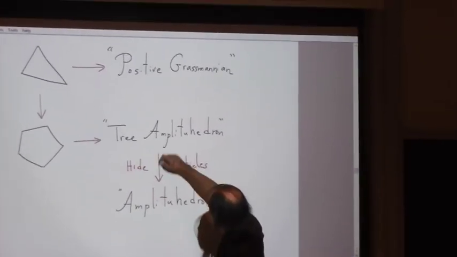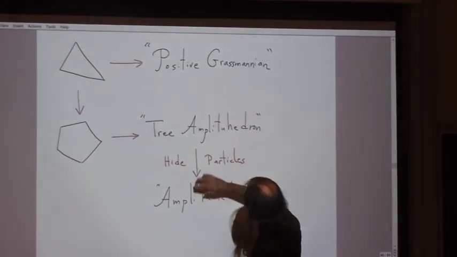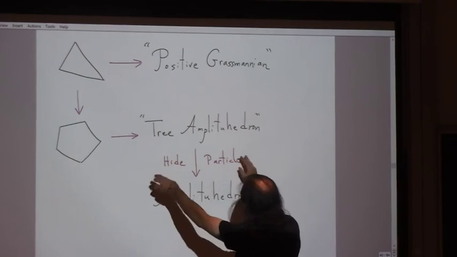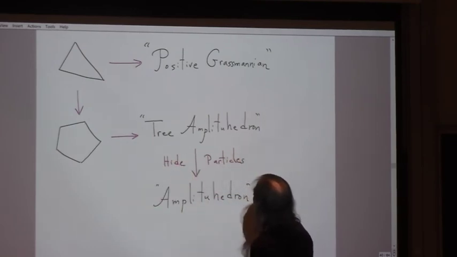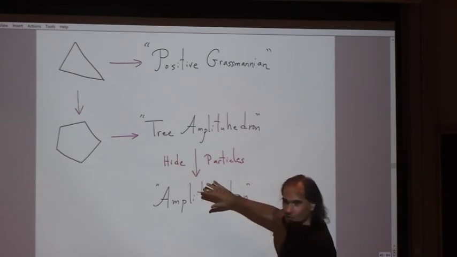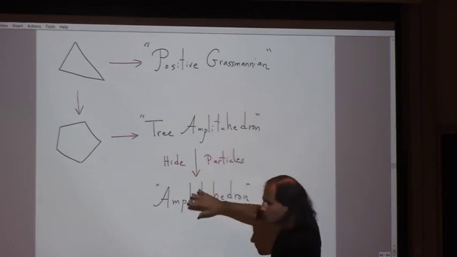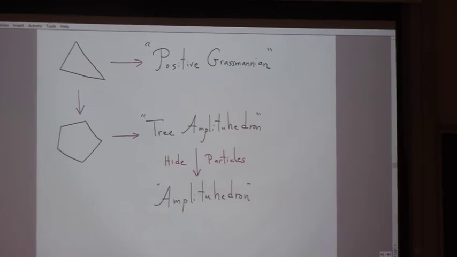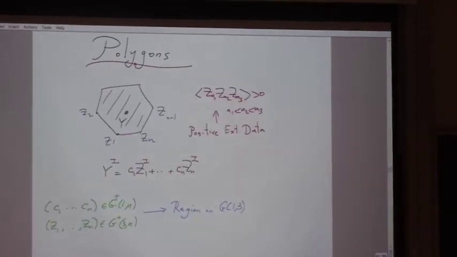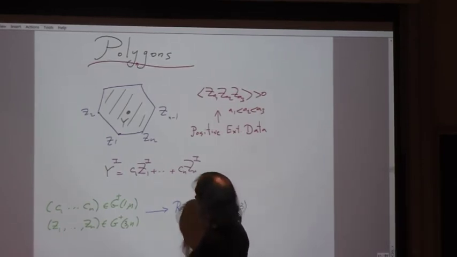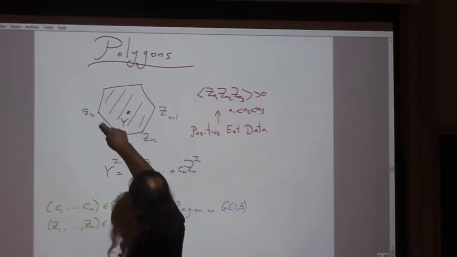And there's one thing I will have no time to talk about, but this is what gives you tree processes. There's a canonical way of hiding and ignoring particles that actually calculates the full loop amplitudes in the theory and takes you from trees to loops. But I really won't have time to talk about any of it, but I just want to give the quickest intuition for what this generalization is. So let's go back to polygons.